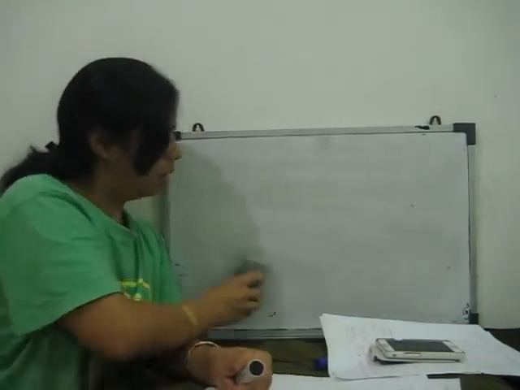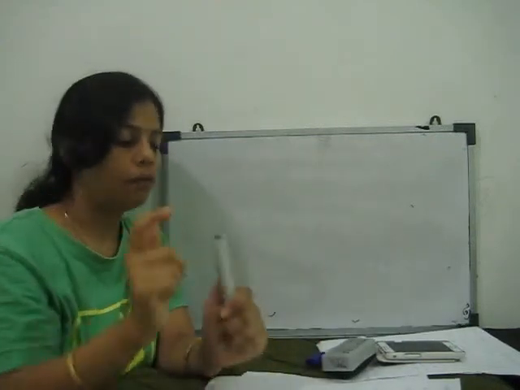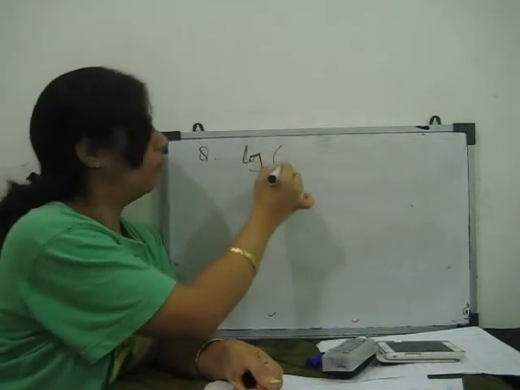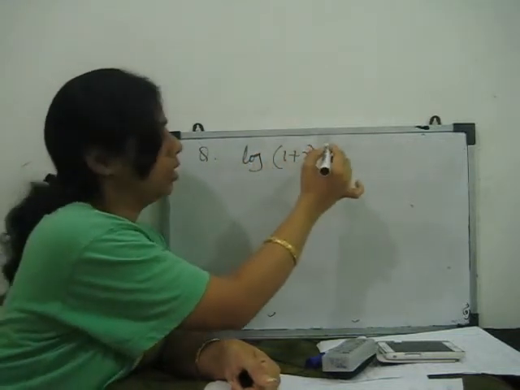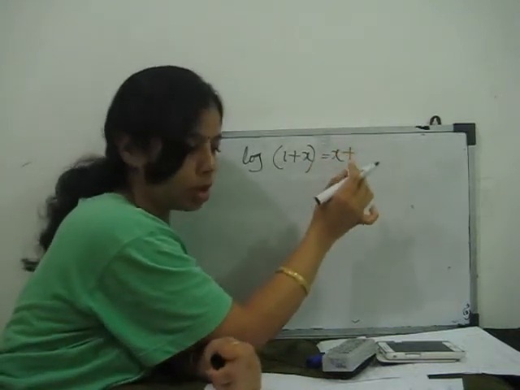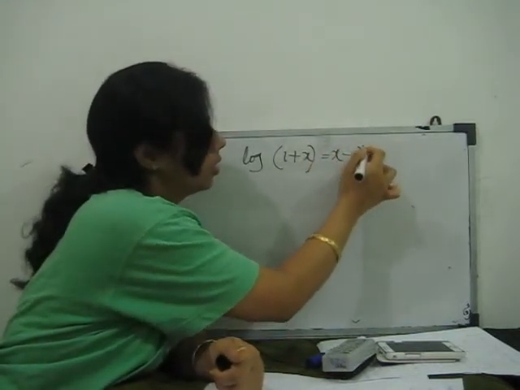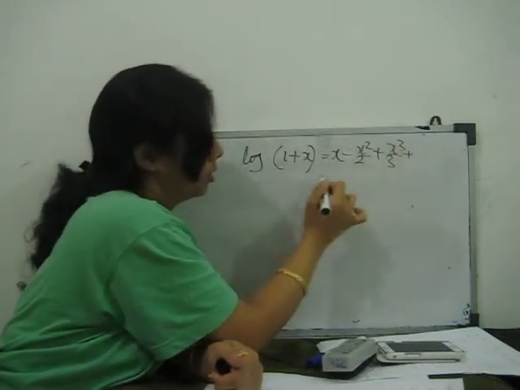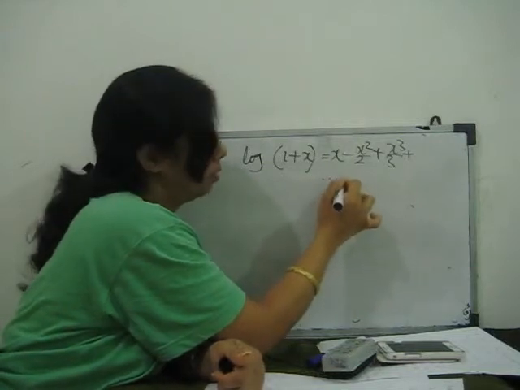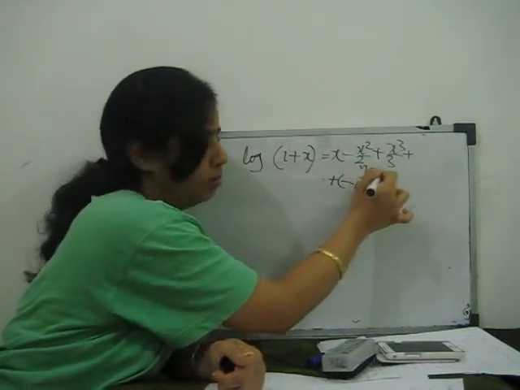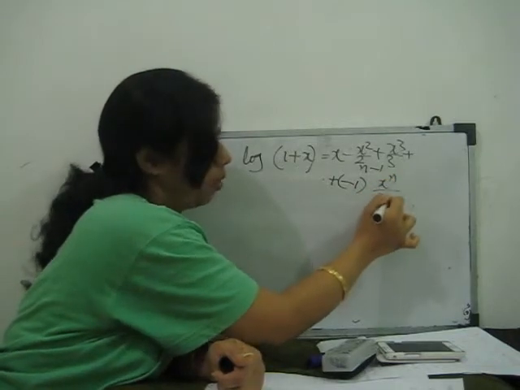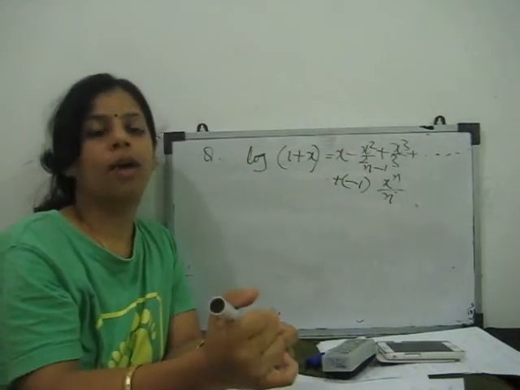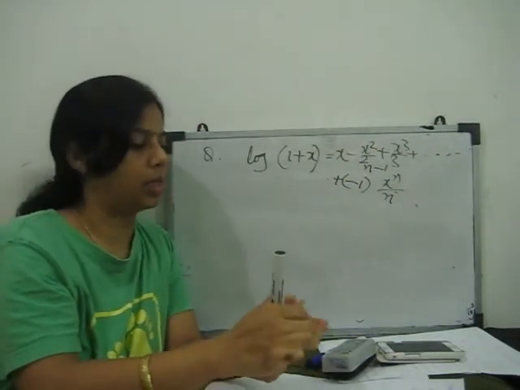How to expand a given series with the help of Taylor's. So the question is, log of 1 plus x is equal to x minus x square by 2 plus x cube by 3, and so on, up to minus 1 to the power n minus 1 x to the n upon n. So this is our expansion of log 1 plus x.